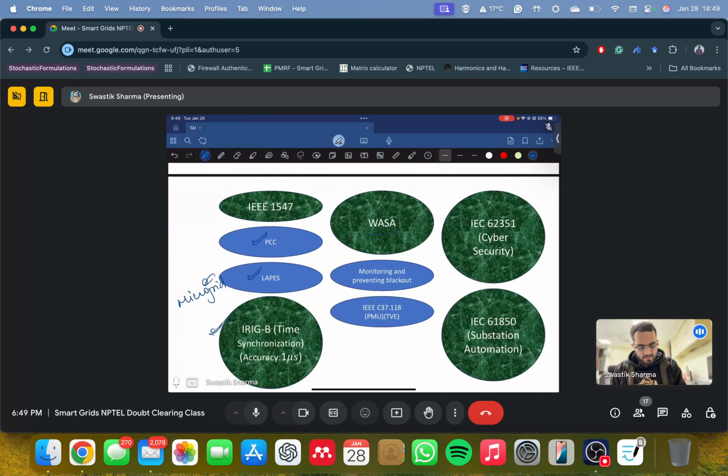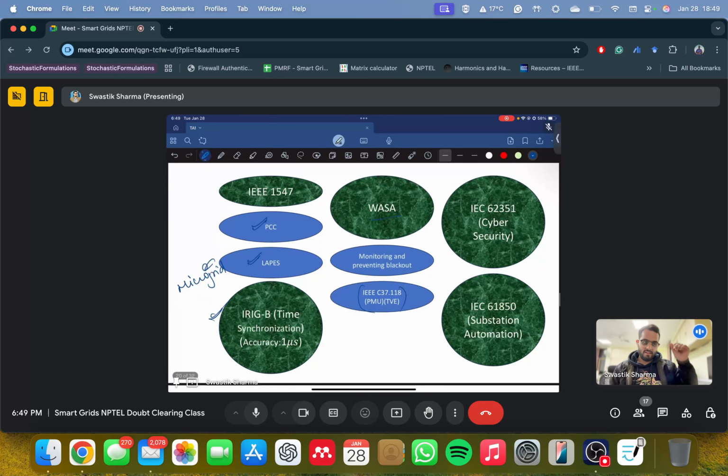So for WASA, there is one standard which is called IEEE C37.118. It's related to the use of total vector error of PMUs. When PMUs send you some value, how will you know if that value is correct? You want that value to be within some certain range. It should not be that the voltage is 0.85 per unit and your PMUs are sending 1 per unit. That means there is some error that has crept in.